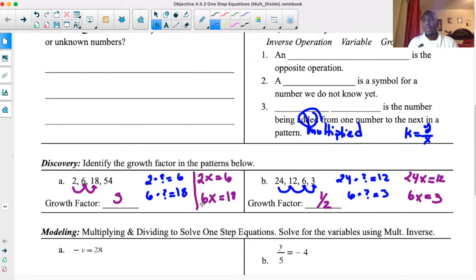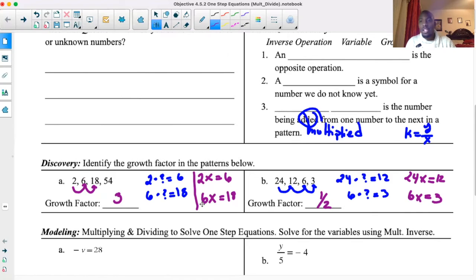But Ms. Woodford, what if I can't catch the pattern right away? What if I need help? The way you're going to be able to catch the pattern in the future in the next unit is you're going to be able to solve it using one-step equations. So let's look at the modeling, where I'm going to model for you how to do these one-step equations, and you're going to practice doing them.